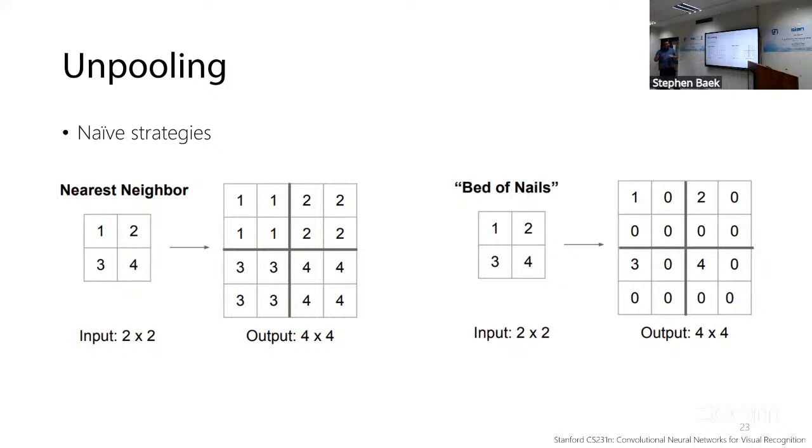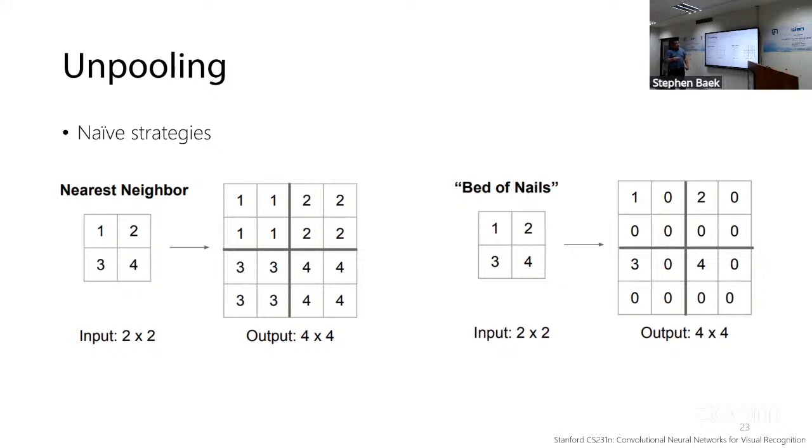So there are a couple of different strategies. One is the nearest neighbor strategy. Although I call it a naive strategy, this is a very popular strategy. With the nearest neighbor strategy, you simply double the size of the original input, and then just repeat the same value to fill out that 2x2 area. This is the simplest way of defining unpooling.